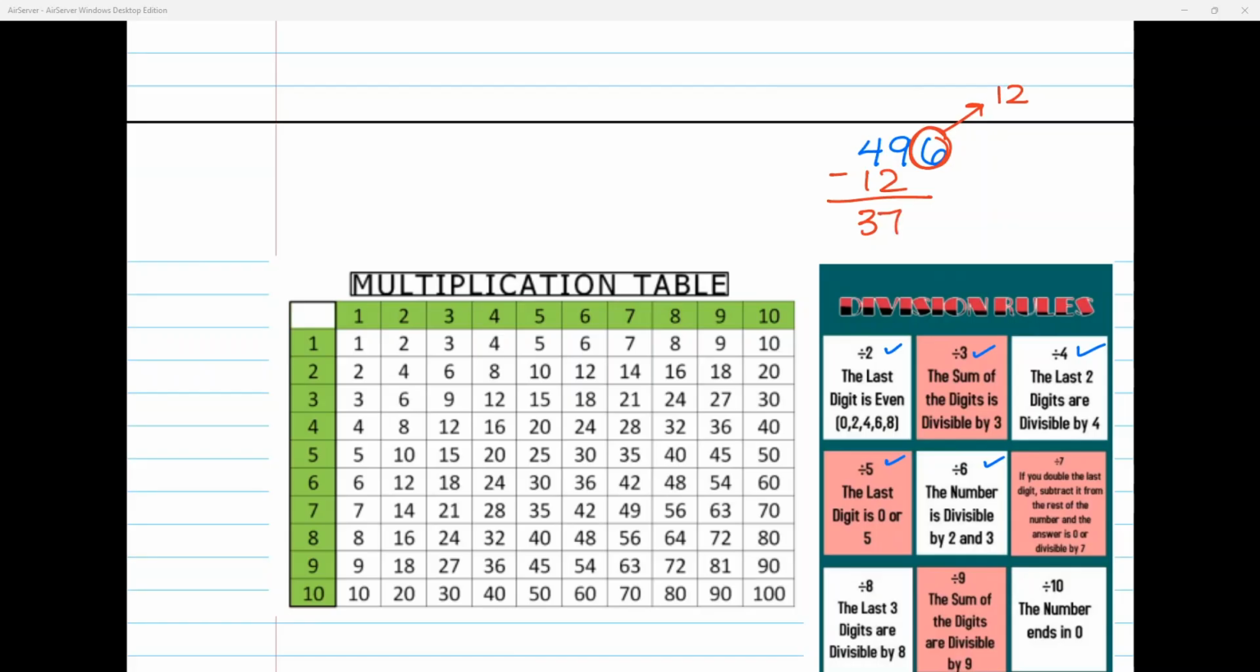And so what I do is I check, hey, is that 37 divisible by 7? Well, no, that doesn't work because 7 times 5 is 35 and 7 times 6 is 42. So this doesn't work, therefore it's not divisible by 7. Okay.